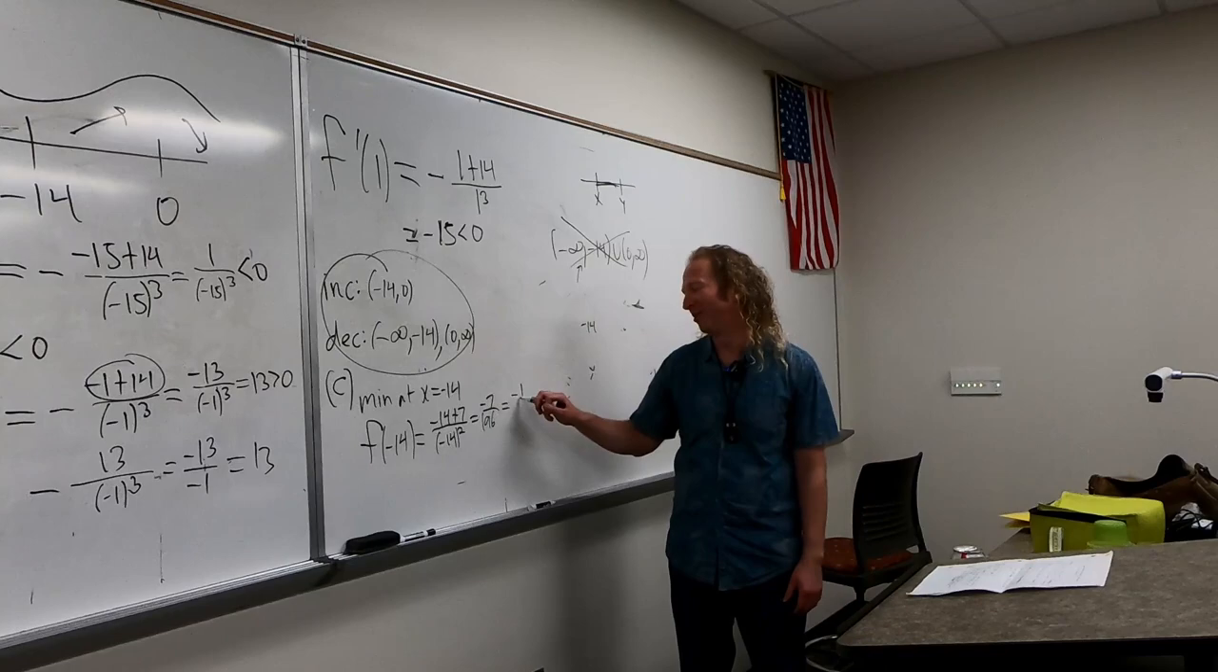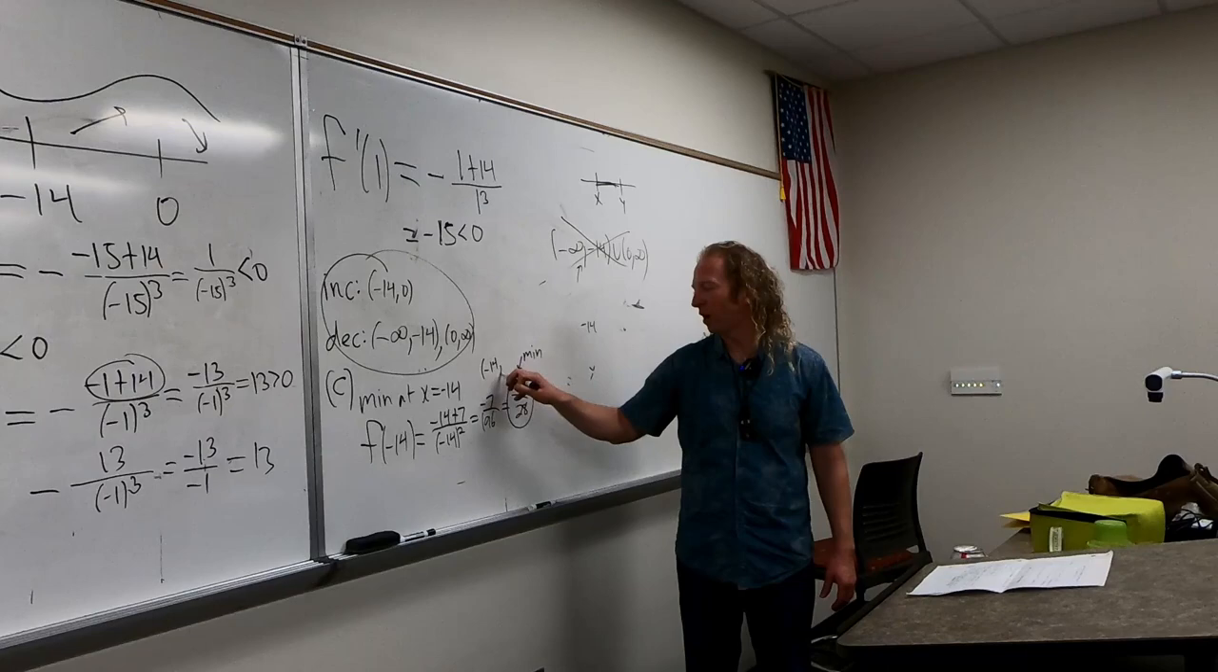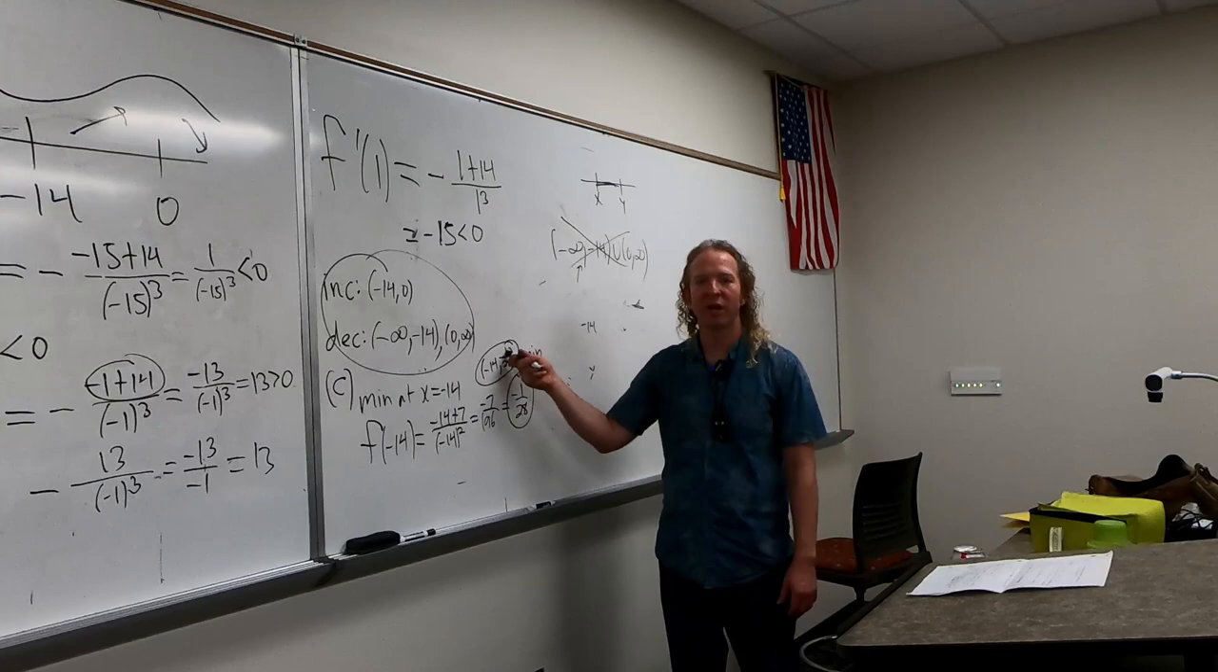So that's the min. On a test, that's fine. The homework wants an ordered pair. So the homework would want negative 14 comma negative 1 over 28. Either of these is okay on a test. Either of these circled answers.